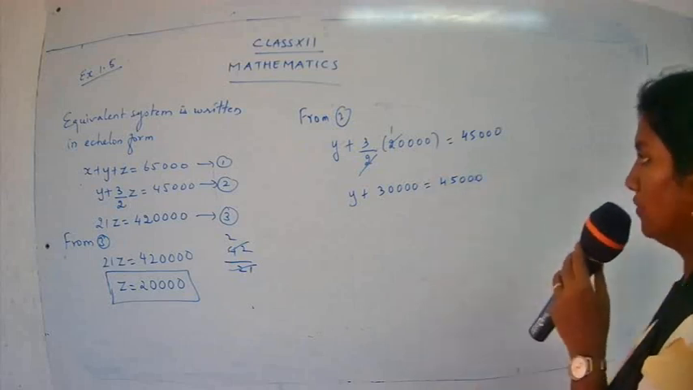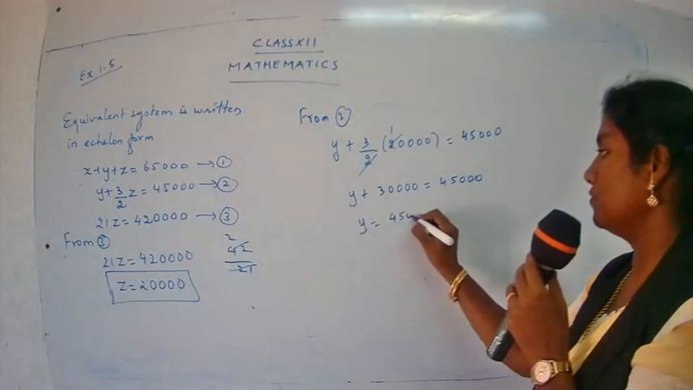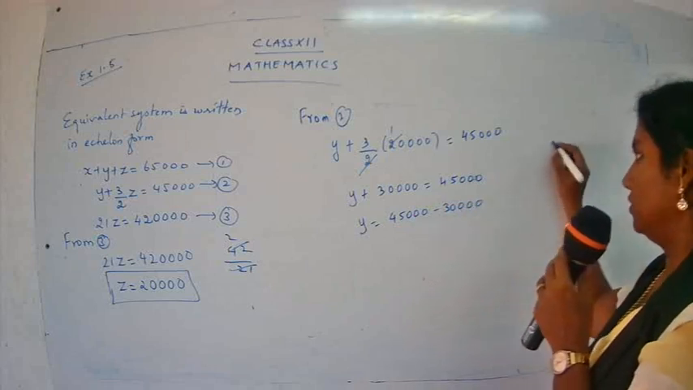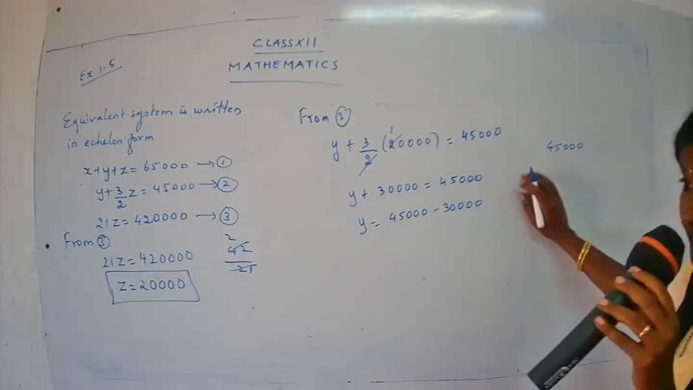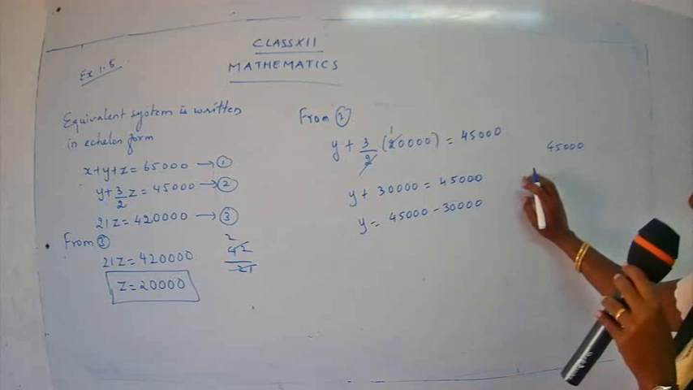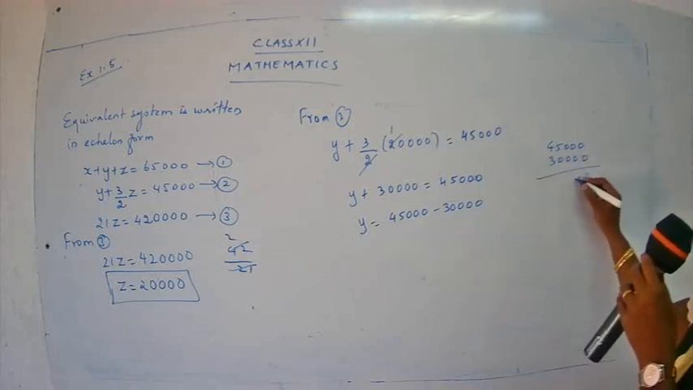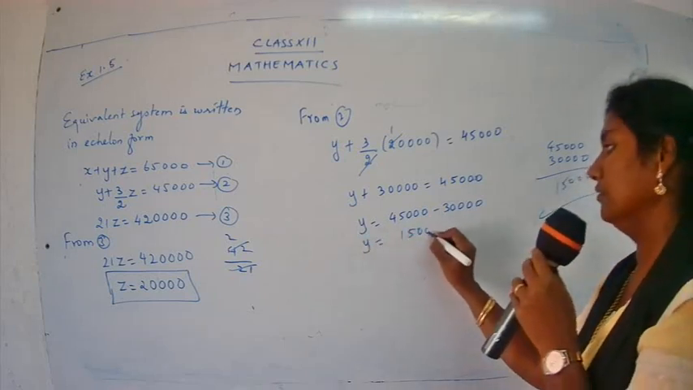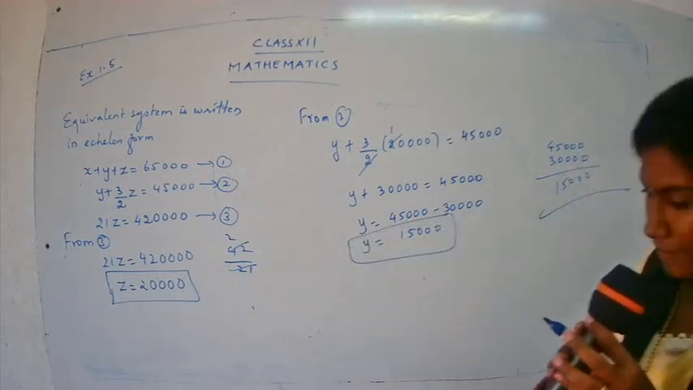So y is equal to 45,000 minus 30,000. So 45 minus 30. Here you will make a mistake, I know. It's 45 minus 30, 15. Don't write here 42. Many of you will write 42,000. No. 45,000 minus 30,000 is 15,000. So y is equal to 15,000. Got the value for y.